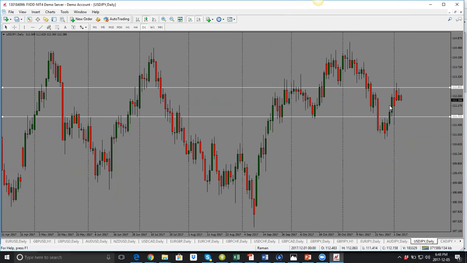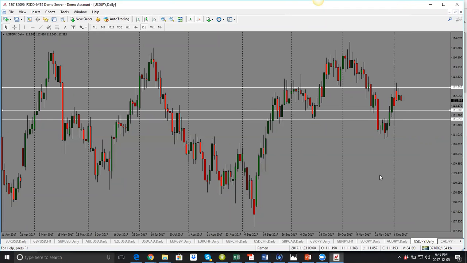Dollar yen, similar case scenario here. We have had a pin. Price has not been able to go higher. This is the level we were looking for price to test yesterday. It went there, and now it has rejected that level. So the bias is to the downside here. The target would be 112.00 as the first target, and then below that, we are looking at the 111.60 level. So the bias is to the downside for dollar yen.